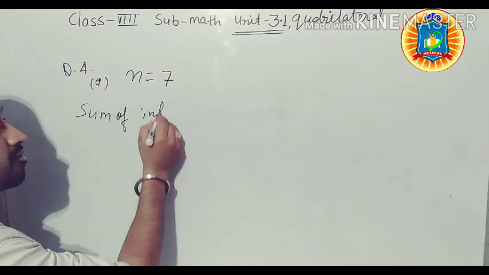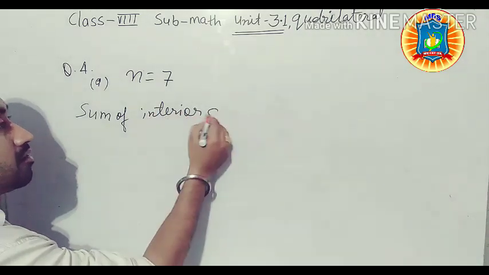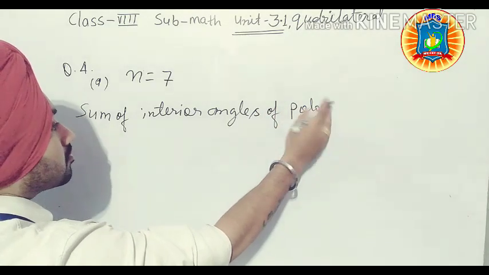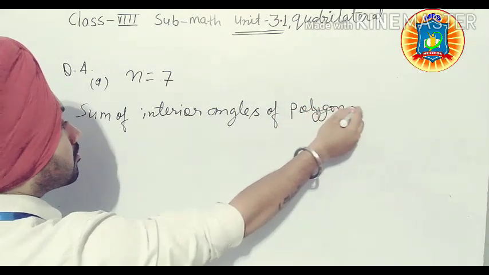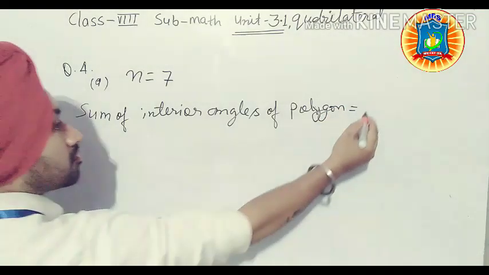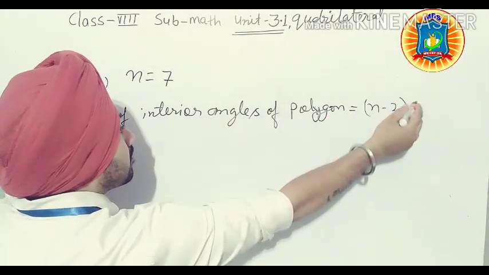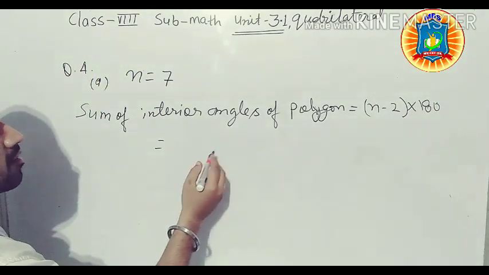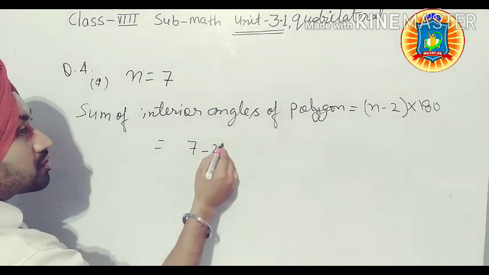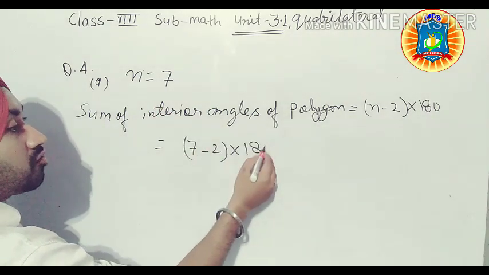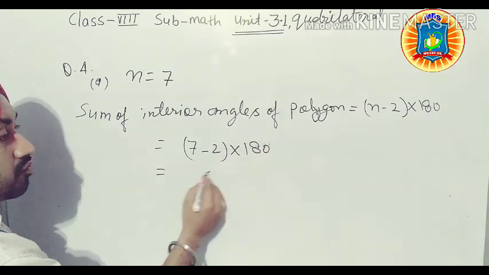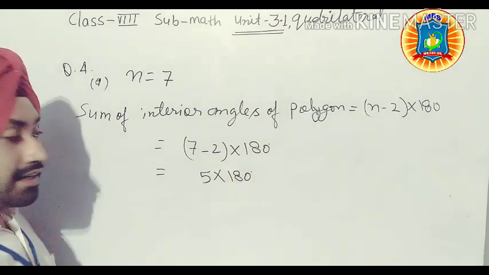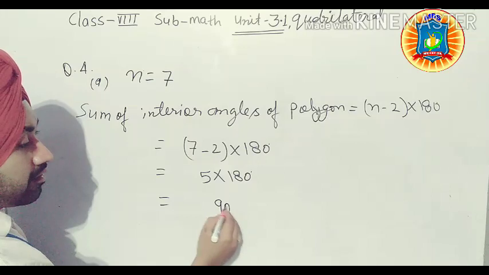Sum of interior angles of a polygon is equal to n minus 2 multiplied by 180 degrees. So here n is 7, 7 minus 2 multiplied by 180. 7 minus 2, we get 5. If we multiply 5 by 180, we get 900.